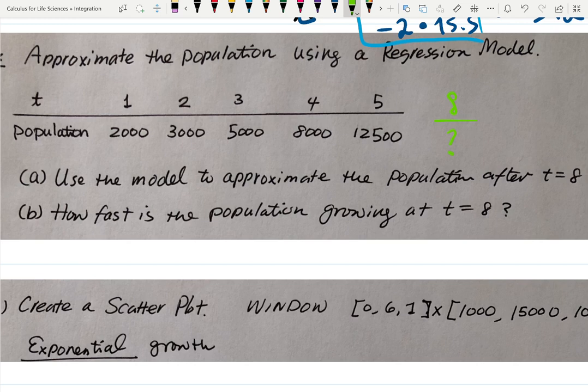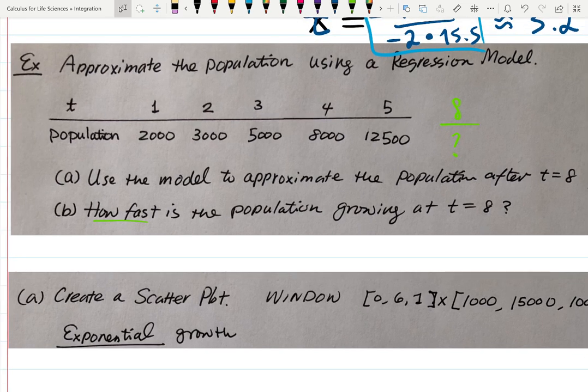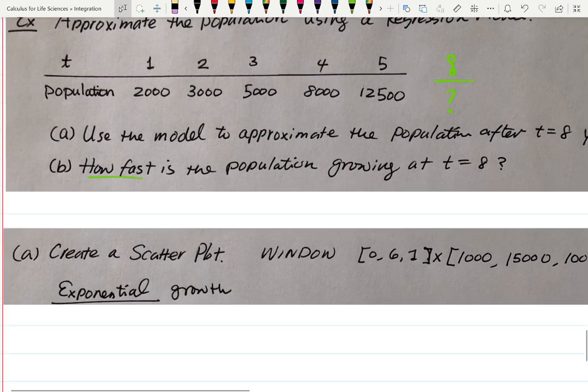Moreover, they also want to know how fast, that is a derivative. Remember, how fast means derivative: how fast is the population growing at 8. So after t, that's just a function at 8. How fast at t, that's a derivative at 8. We want to know the slope. Like, does it keep growing? Does it keep decaying? And so on.